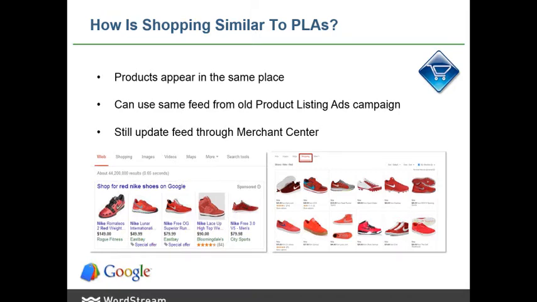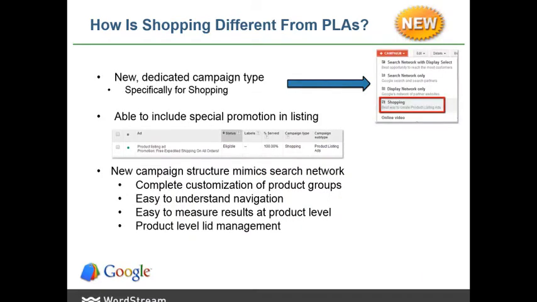There's also easy to measure results at the product level. So now we can split it out so we can see each product and each product's specific performance within shopping. And there's product level management as well. So we have the ability to set custom bids, and we have the ability to set a lot of other custom parameters, as I'm about to show you here on this next slide.